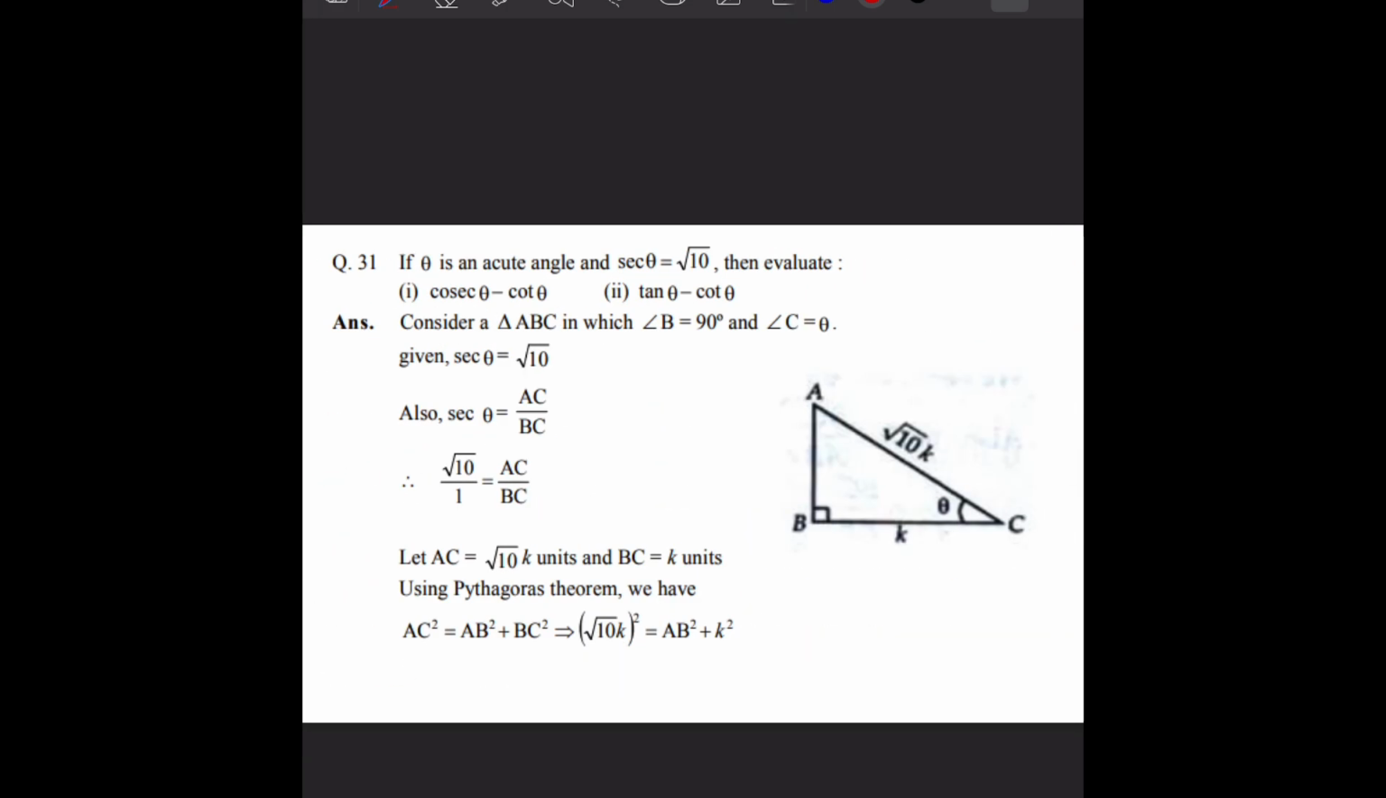Question number 31. If theta is an acute angle, sec theta is equal to root 10. Calculate two things. आप और हमने जब भी डिस्कस किए थे, जब भी आप लोगों को कोई ट्रिग्नोमेट्रिक रेशियो दिया गया है तो आप एक राइट एंगल ट्रायंगल बनाइए। सेक थीटा की डेफिनेशन क्या होगी? हाइपोटेनियस अपॉन एडजेसेंट. I'll consider any angle as a theta, acute angle, hypotenuse upon adjacent, root 10 upon 1.